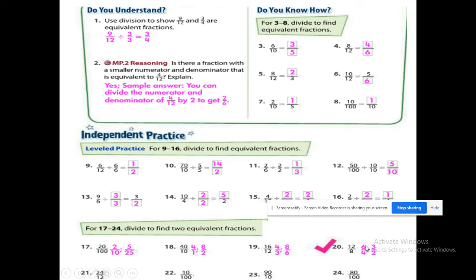He wants two equivalent fractions, so let's think again about another number to divide by. For example, let's divide by 4. 12 divided by 4 makes 3. 8 divided by 4 makes 2. So 3 over 2 is another equivalent fraction. And so on. You can do number 21 to number 24 by yourself and you can check your answers on the other page.